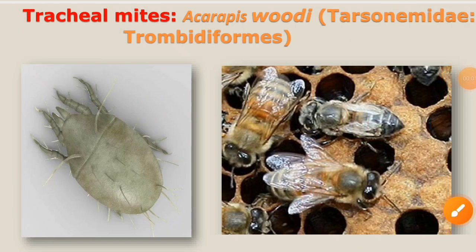Now let us discuss about the tracheal mites. Scientific name is Acarapis woodi and family Tarsonemidae and order Trombidiformes. So these tracheal mites are generally ecto or endoparasites on honeybees. वो externally भी रहते हैं and internal organ systems में भी रहते हैं such as trachea etc. So पहला है tracheal mites Acarapis woodi.